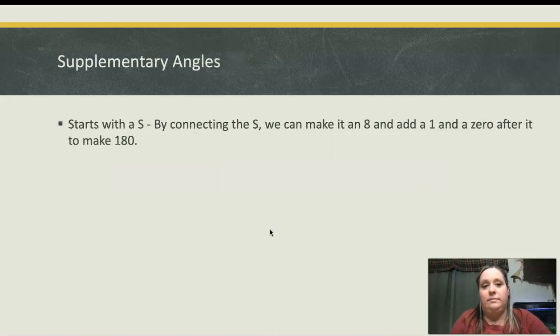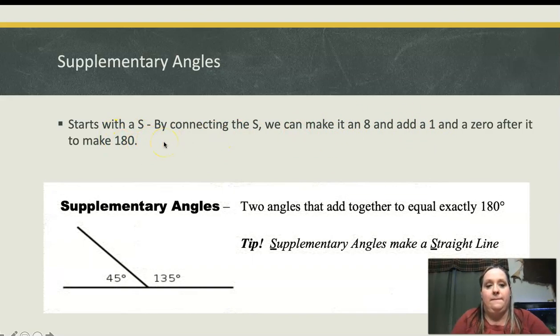Supplementary angles. Supplementary starts with an S. By connecting the S, we can make it an 8, like this. Add our 1 and our 0 to make it 180. So 2 angles that add together to equal exactly 180. And the tip is supplementary angles make a straight line. Now we have a straight line, you can think of it as supplementary. 135 plus 45 is 180.